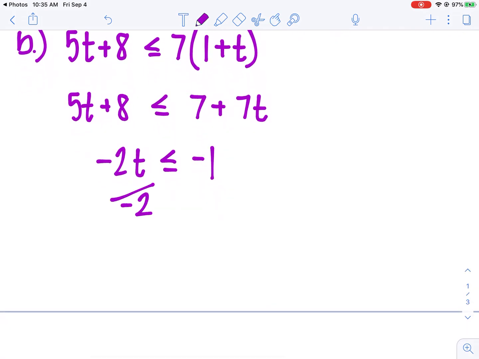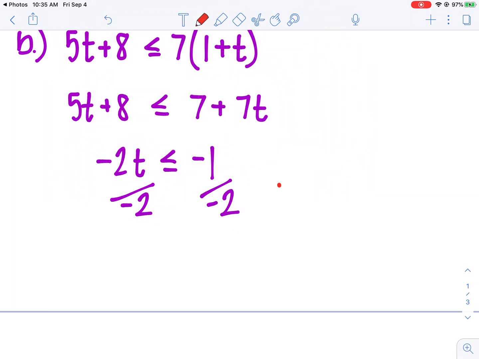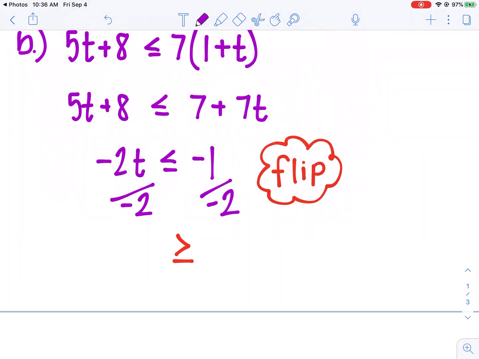Now I'm dividing by -2. You are dividing by a negative. The moment you do so, write the word flip. I know it's tedious at the beginning, but it's so silly if you forget. So here I'm dividing by a negative. That means my sign flips direction. It's still equal to on the bottom, but the direction of your inequality changes. So now you're left with t is greater than or equal to 1/2.